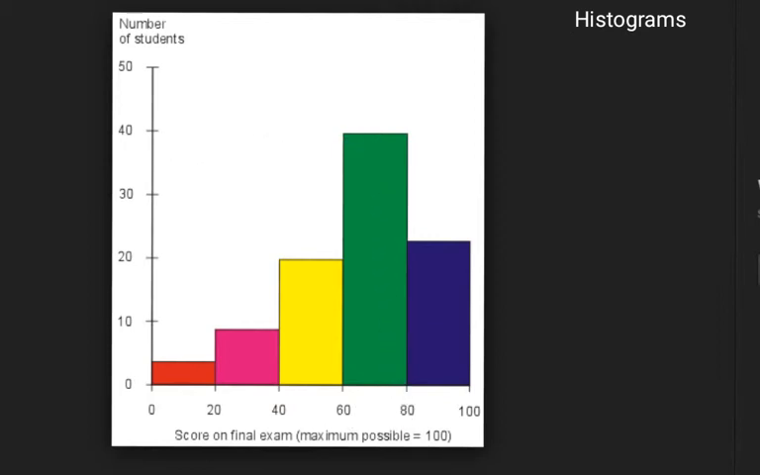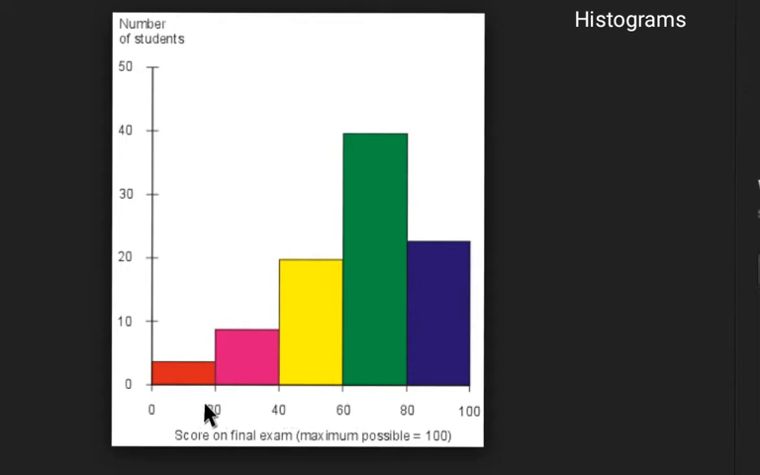So a couple of distinguishing features about a histogram. First of all, the main thing is this is going to be an interval. It's going to be a range of numbers from 0 to 20, from 20 to 40, 40 to 60, 60 to 80. It's important that these are equal intervals, so you're not going to go 0 to 20, and then 20 to 30, and then 30 to 100.